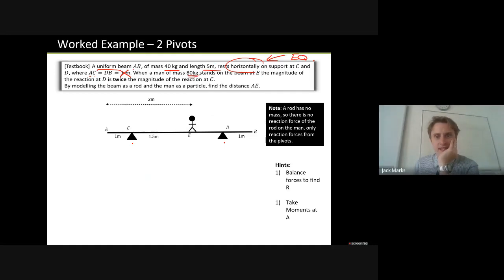stands on the beam at E, the magnitude of the reaction at D is twice the magnitude at C. What are D and C? D and C are the pivots. The magnitude of the reaction at D is twice at C. So it's not the same. They don't provide the same support. D has to do twice the work that C does.